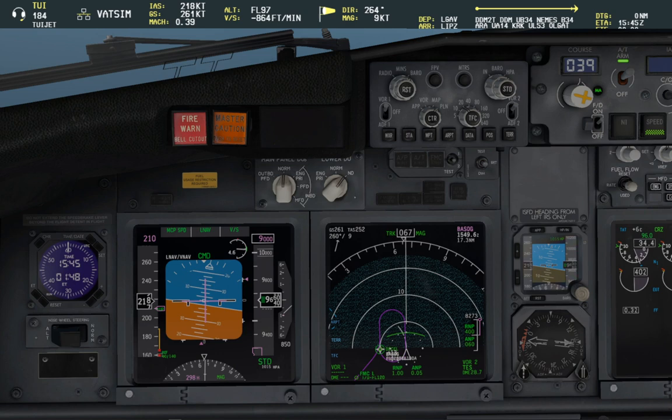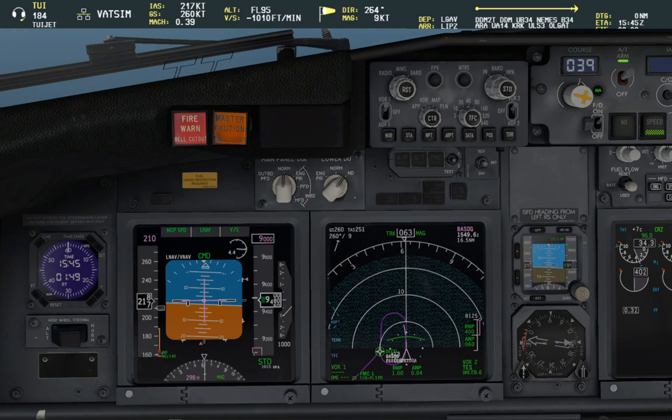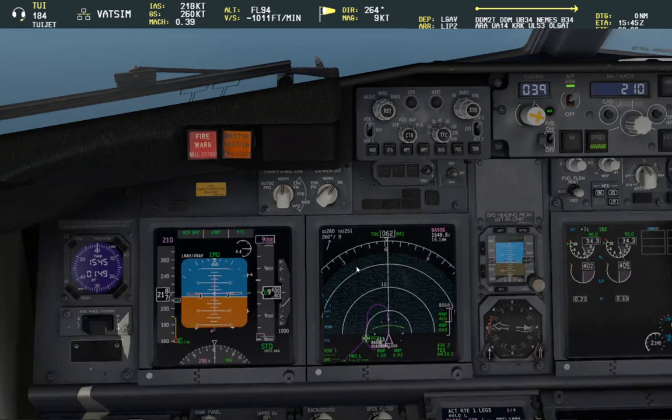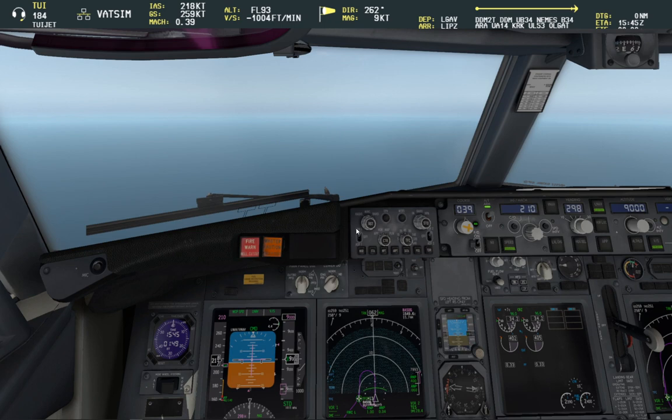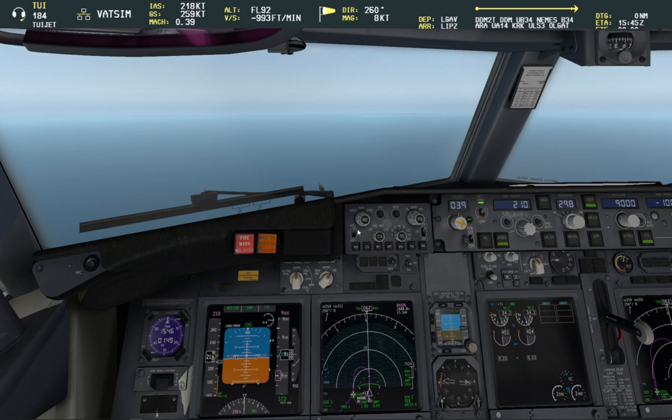Radar, good evening, Austrian 426. Austrian 426, good evening. Inbound Sumi, flight level 360, am I right on the frequency? Austrian 426, identified. Okay, thank you, 426. Austrian 15 Papa Papa, stop descent, flight level 100. Stop descent 100, Austrian 15 Papa Papa.